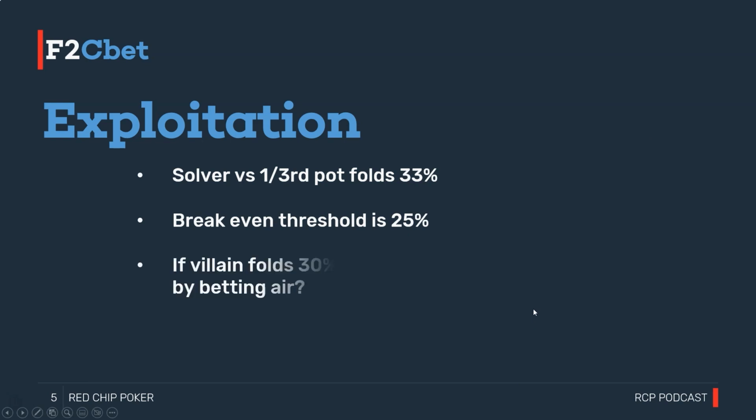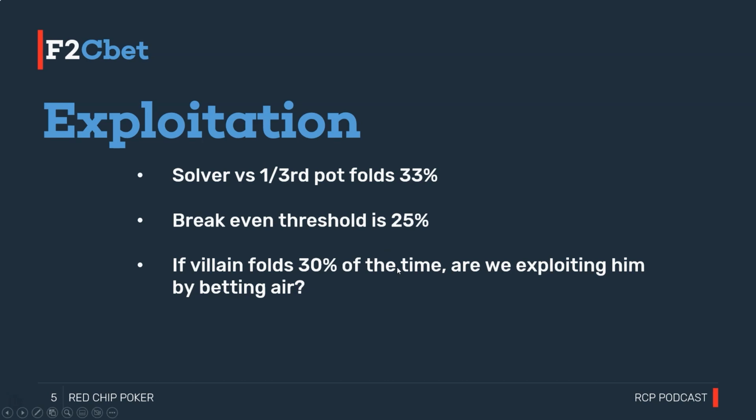So now here's the interesting question. What happens if the opponent folds 30% of the time? So he's folding less often than the solver said he should, but he's folding more often than the automatic profit threshold. Against that opponent, are we exploiting our opponent by betting air? You might want to take a moment for that question to resonate. I don't think it's a straightforward question to answer, and I think in most cases it's going to highlight a limitation in the way that this topic is taught.